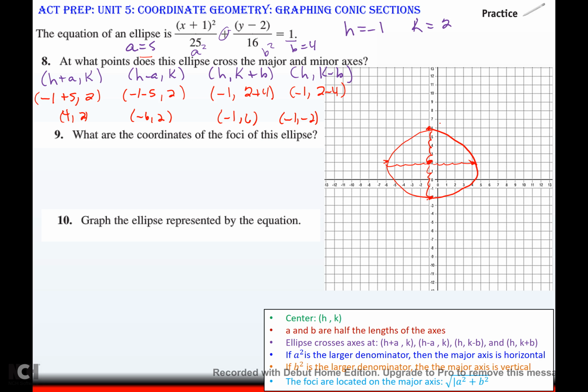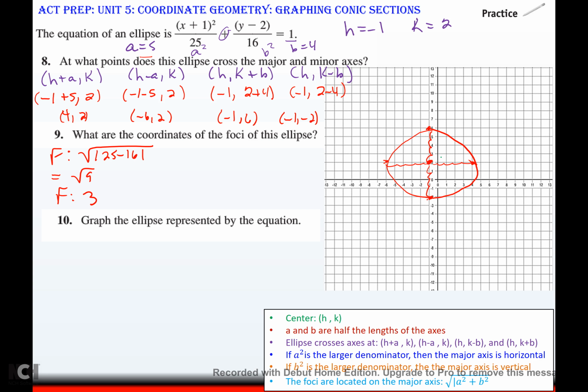Okay? What are the coordinates of the foci? My foci length is going to be the square root of the absolute value of a squared minus b squared, which gives me the square root of 9, which gives me a foci length of 3. Your foci are going to go out from your center, and since this is a horizontal ellipse, they're going to go out horizontally from the center.